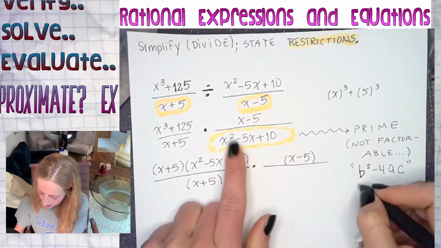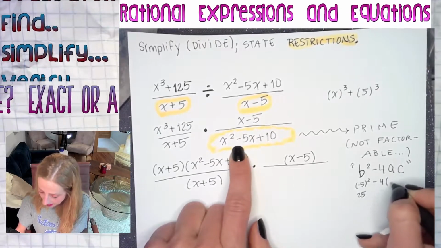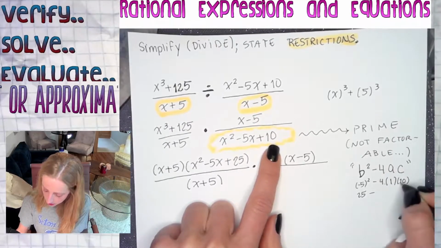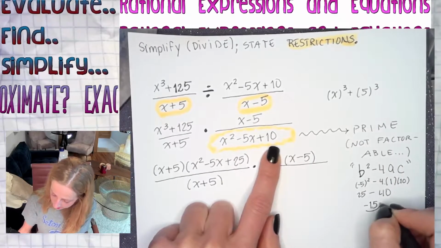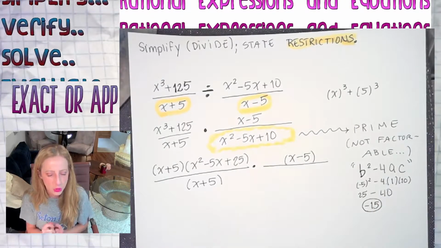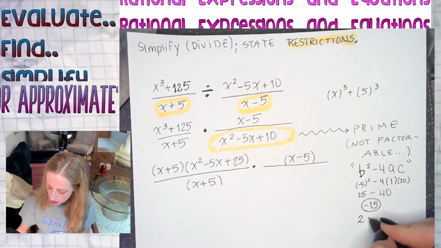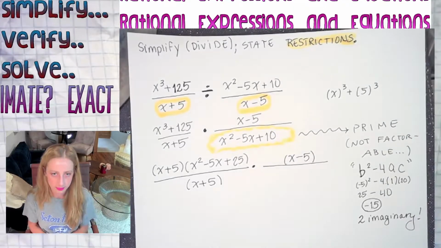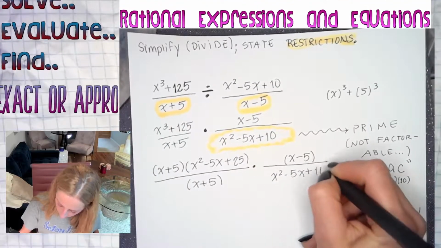So b squared is negative 5 squared, or 25, minus 4ac, minus 4 times 1 is 4 times 10 is 40, 25 minus 40, and we get negative 15. Who remembers what that means? If we get a negative number underneath the square root, what kind of answers do you have for that quadratic? Right, we have 2 imaginary. We love that because we don't have to worry about it. Great. Not factorable, and it's 2 imaginary. That's what I'm talking about. Best type of problem. Less for us to do.